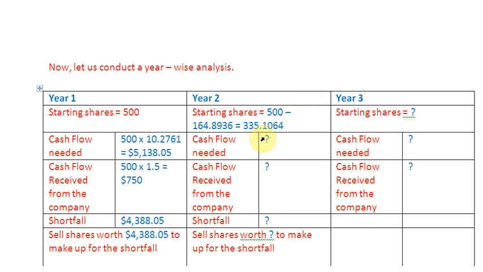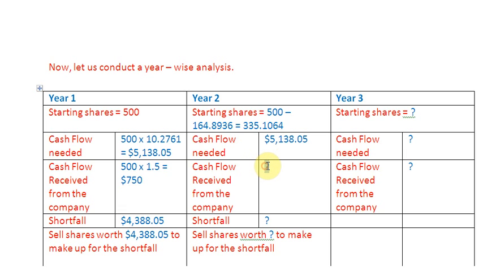Now what is the cash flow that we need? We already know that, we figured it out here, 5138.05. That is the amount that we need each year to keep our dividend receipts equal throughout the 3-year period. So let's just write here, 5138.05 dollars is the amount of cash that we need.